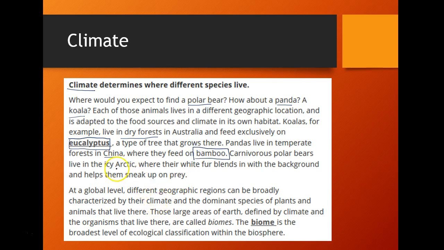And then we have polar bears, and they live in the Arctic, in a place where they're able to camouflage with their white fur, and that allows them to sneak up on their prey. So again, three organisms that live in three different climates. What's important for you to see here is how a biome is defined. Remember that we are defining a biome by its climate. And when we talk about climate, we're talking about both temperature as well as precipitation.